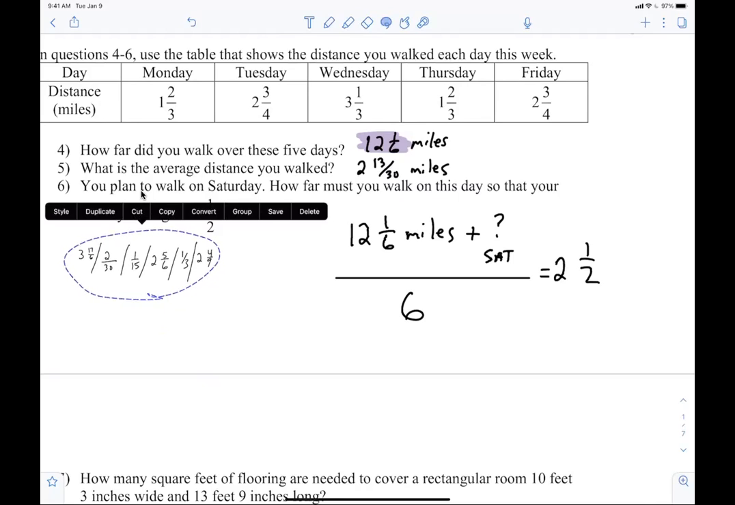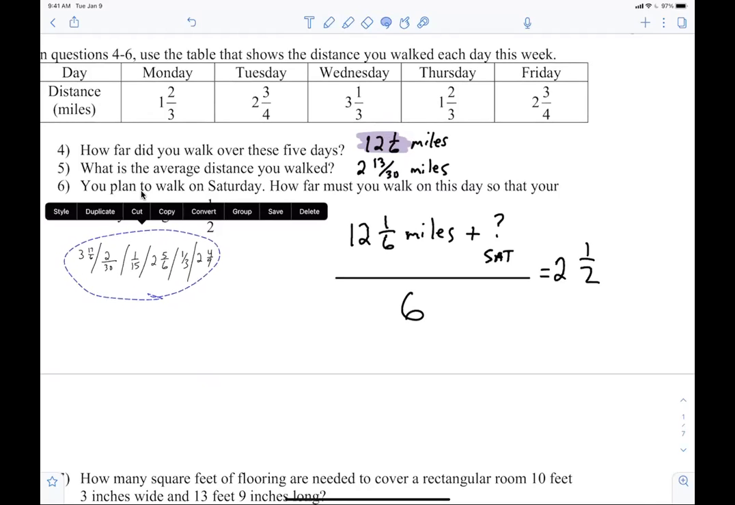But couldn't it just be like the 2.5 times 6, because that's what you have to get in all, and then just whatever's left over that you haven't already walked? You're exactly correct. That's exactly what I was just getting ready to say.